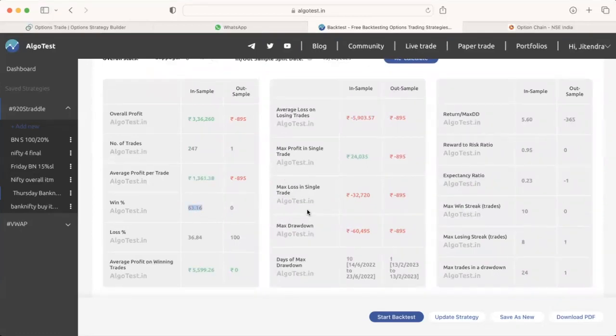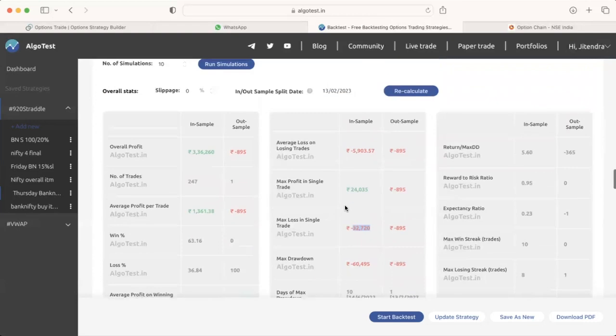This is another Bank Nifty strategy where we could have earned 3,36,000. And as you can see, the max loss is a little on the higher side with a 63% winning rate. So you are losing, and the max drawdown is 60,000, which is very high, and max one day loss is. I earlier traded this strategy. Someday I was in big profit, someday I was in big loss. So I don't recommend this strategy also.